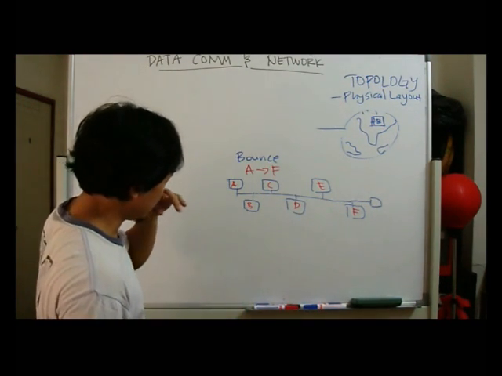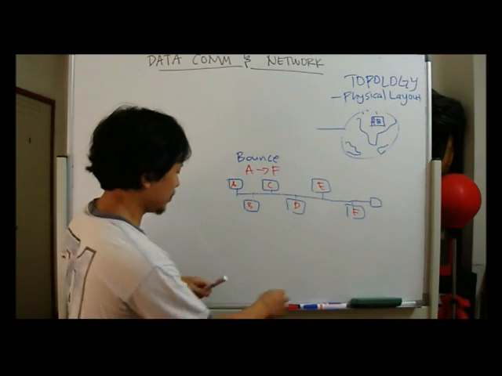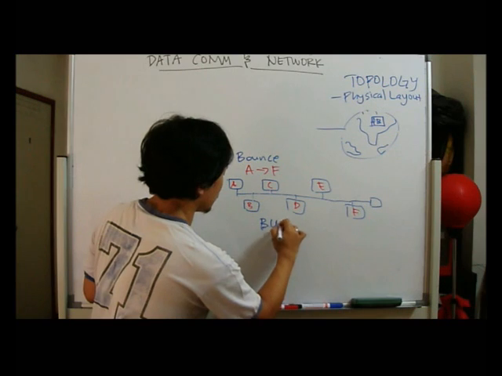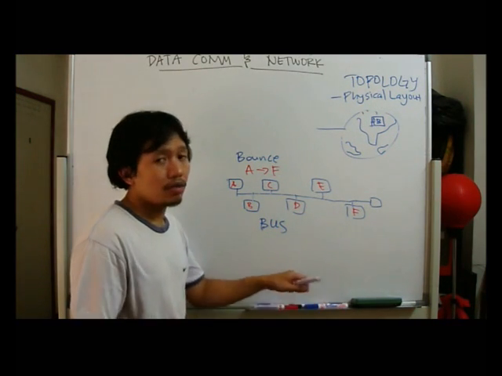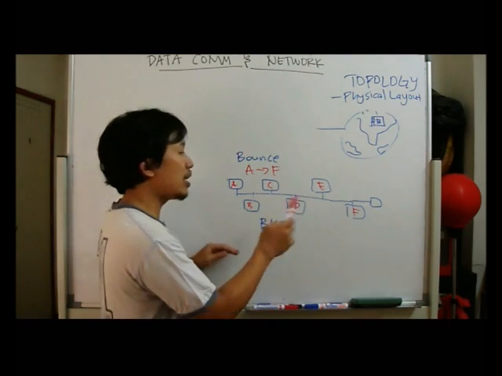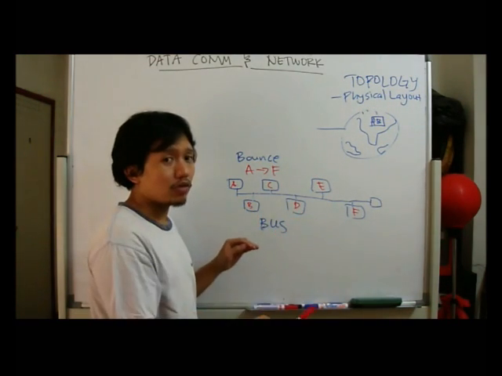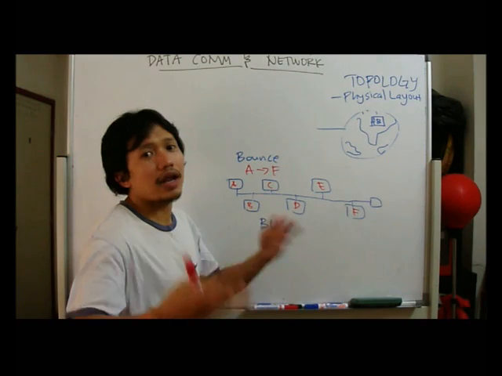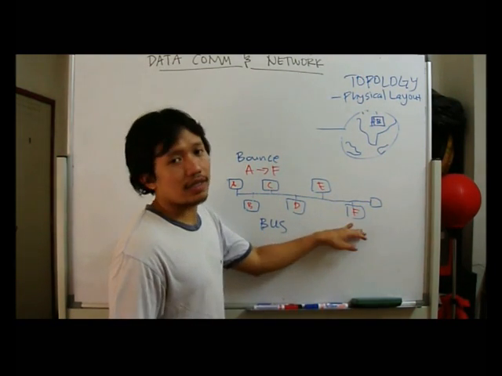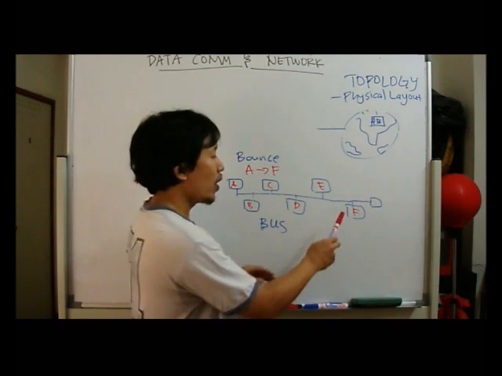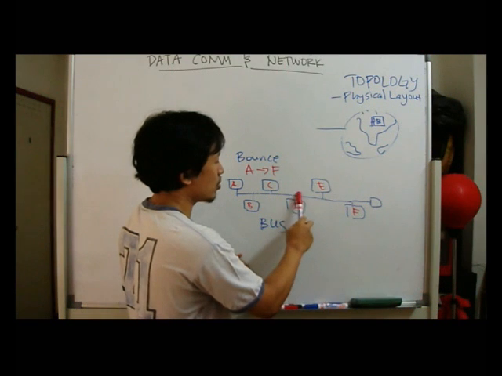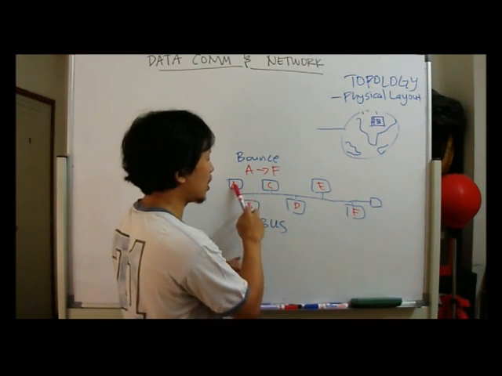One characteristic of the bus topology is that data will just bounce, and that's how they send and receive data. While data is bouncing, everyone else cannot send data. So once it gets to F, F does not just take the data and it ends there. No, F will still bounce it. Bounce, bounce, bounce.